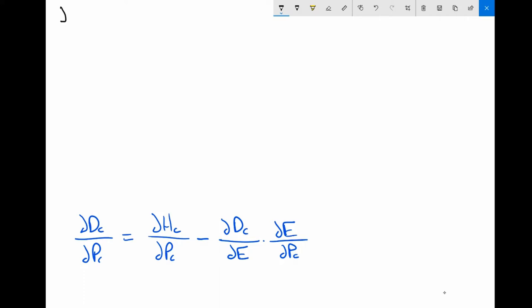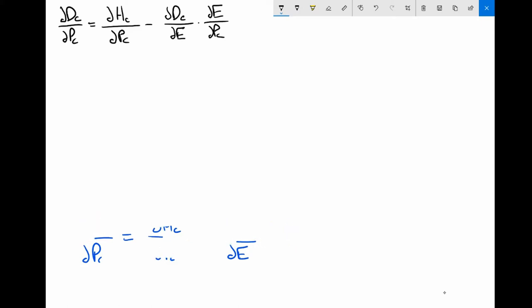All right, so the total effect of a price change is equal to the effect of a price change on the compensated demand minus this other term. What I'm going to spend a couple of minutes doing is showing you what this other term means. So, what is this other term?